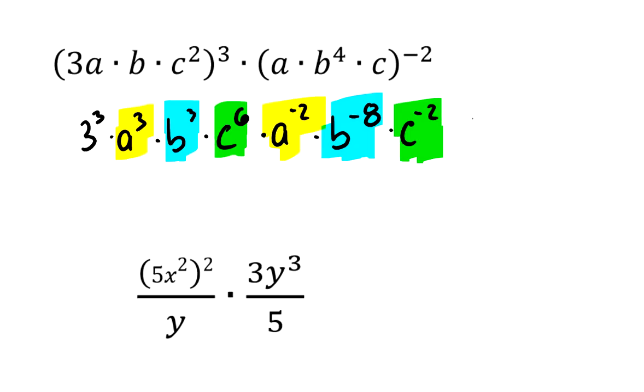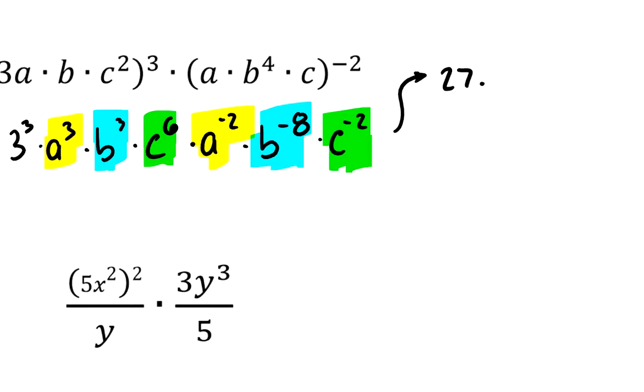So I'm going to write 27 times. Now, in terms of the a, I've got a to the third times a to the negative second power. Well, that's just a to the first, right? So I'm just going to write a single factor of a times. Next, I've got b to the third times b to the negative eighth, which is b to the negative fifth power. I'll write that now, b to the negative fifth power. And then finally, I've got c to the sixth times c to the negative second, which would be c to the fourth. So we've got times c to the fourth power.